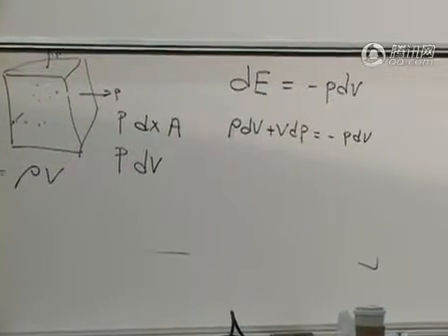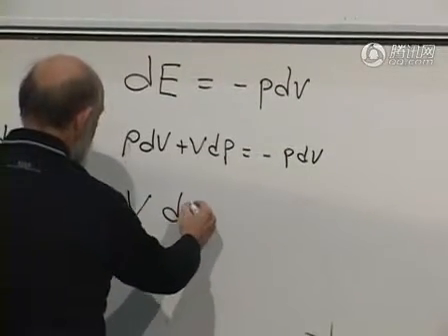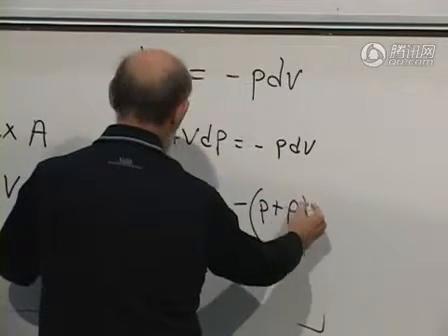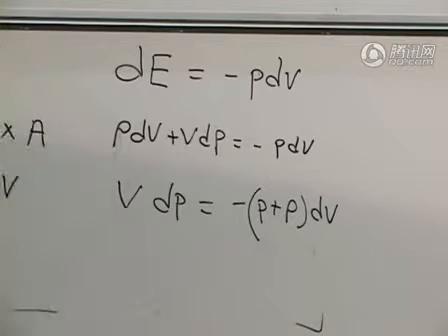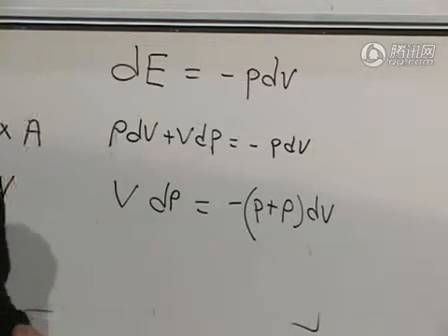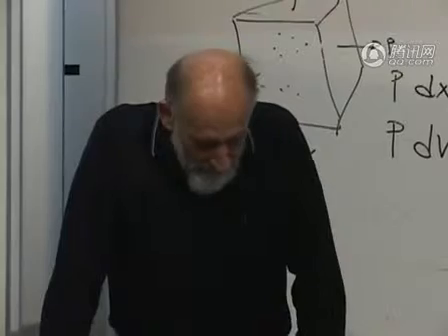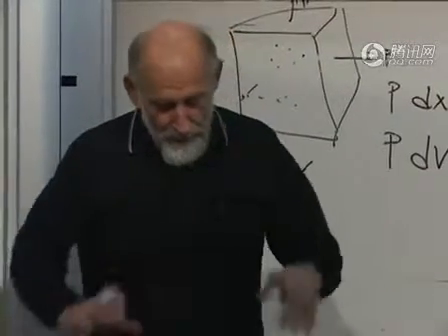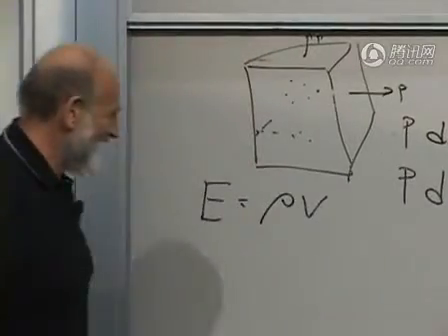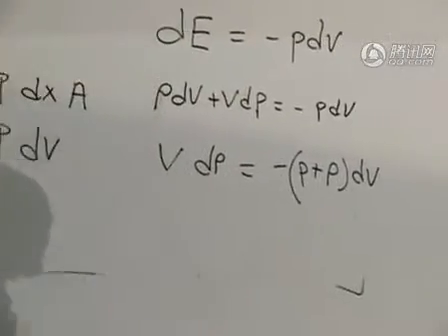Let's take everything with a dV and put it on the right-hand side. Then we get V d rho is equal to minus P plus rho times dV. I have written in my notes here, which you will get a copy of over the internet, P equals 1/3 rho, and then I've put in brackets P equals 1/3 rho, so that I wouldn't make that mistake. Rho and P are not the same thing.